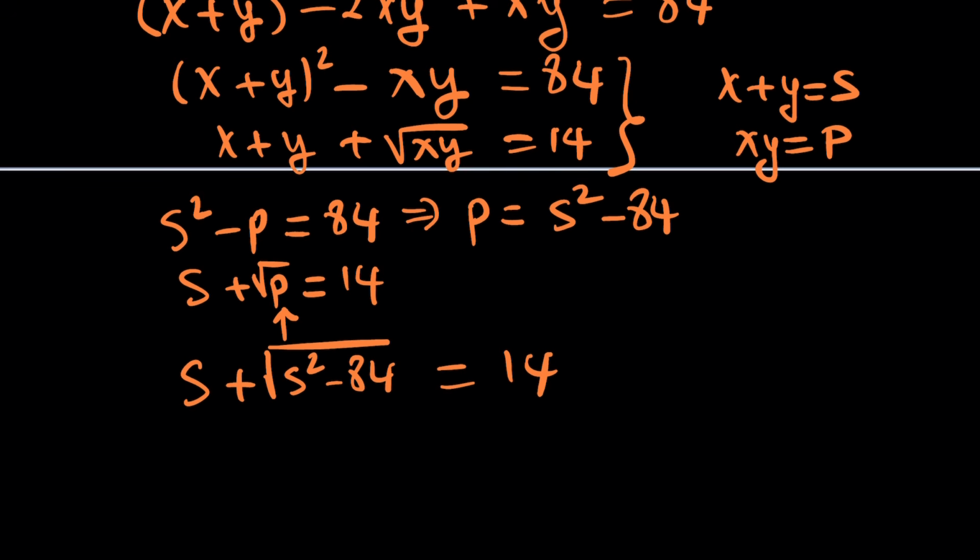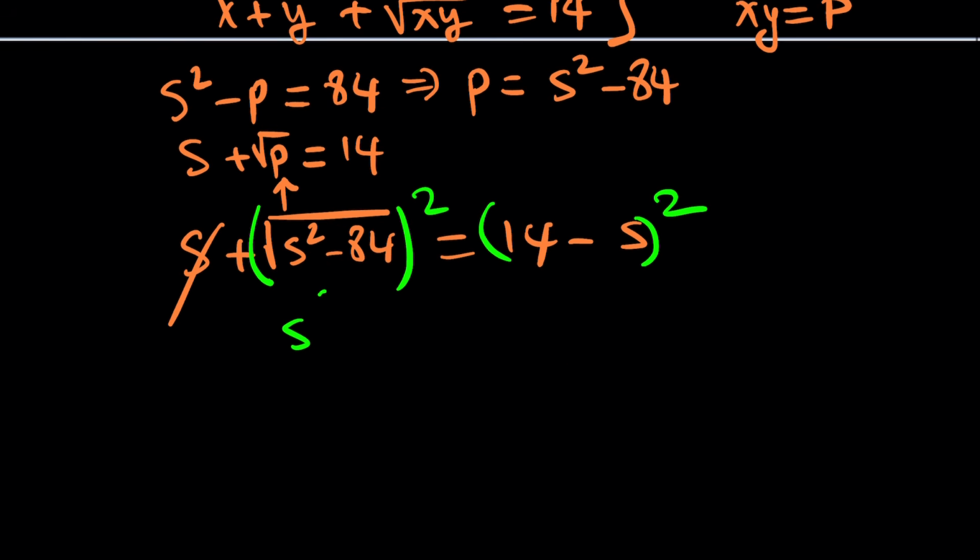Nice. Now what are we going to do? We're going to go ahead and solve for s. This is a radical equation indeed, right? Let's go ahead and subtract s from both sides and then square both sides. And when you square both sides, you should be able to get a nice equation. The best thing about it, s squared is going to cancel out. So you're not even going to get a quadratic. This is going to be linear, which is nice. s squared minus 84 is equal to 196 minus 28s plus s squared.